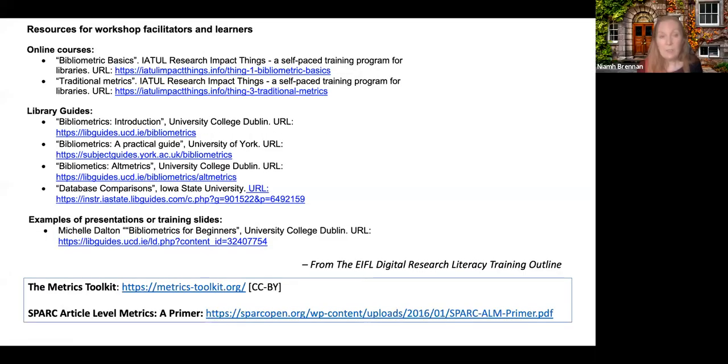Brilliant. That's really great. So EIFL have already, within this wonderful resource that they've created, the EIFL Digital Research Literacy Training Online, broken it down. So they've got the online courses up front, and then the LibGuides, and then the examples of presentations that you can use for training. I've thrown in a few more. Those are some online courses that are highly recommended.